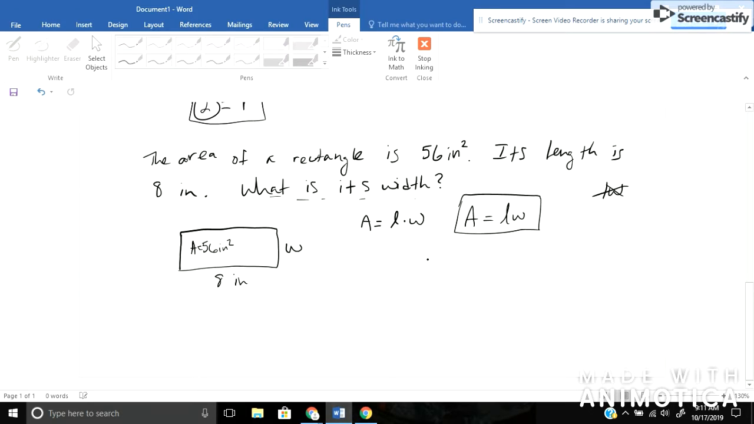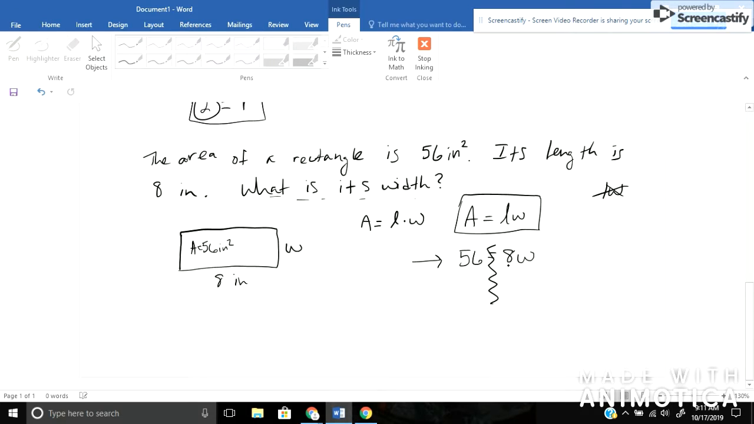Let's put in the information that I know. I know my area is 56, so I'll just substitute 56 for A, equals. I also know my length is 8 inches, and times W, I'm looking for my width. Now I've got an equation that's very similar to what we were just doing. I'll split it at the equal sign.